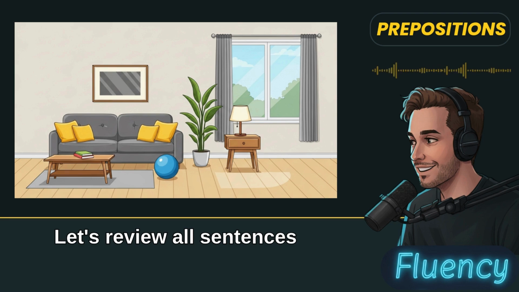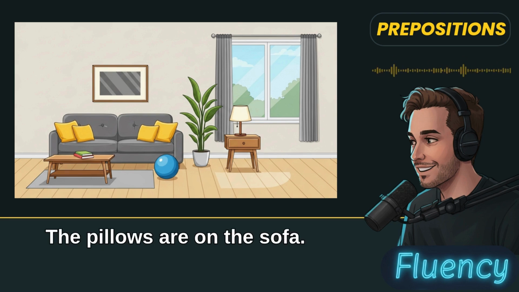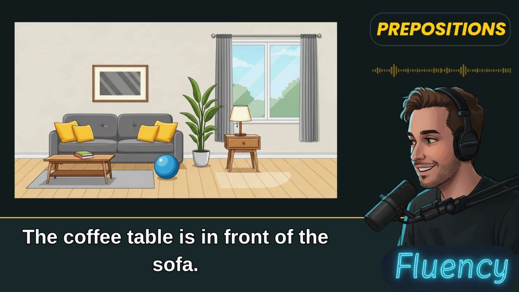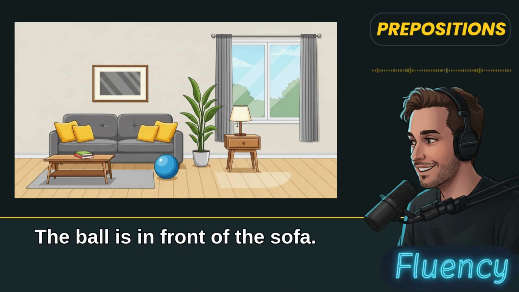Let's review all sentences from this scene. The pillows are on the sofa. The books are on the coffee table. The coffee table is in front of the sofa. The ball is in front of the sofa.